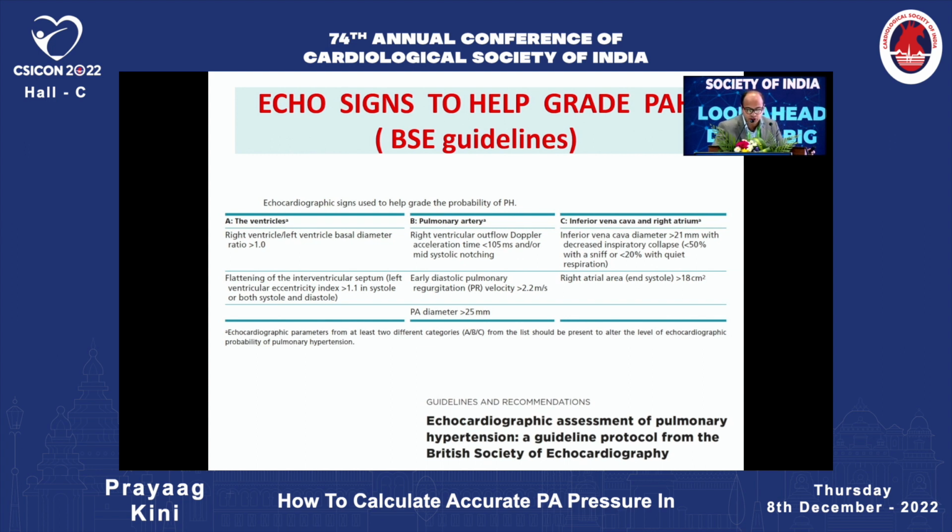IVC diameter of more than 21. And as was mentioned by Dr. Shekhar as well, the sniff test is quite sensitive. You don't want to make them take a deep breath. You want a quick inward sniff. In that, if it collapses more than 50%, it's considered normal. If it is not, then again, it suggests PAH.